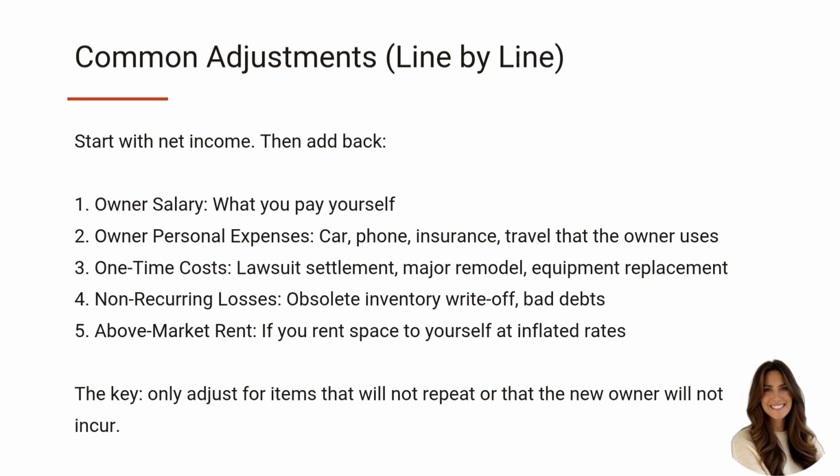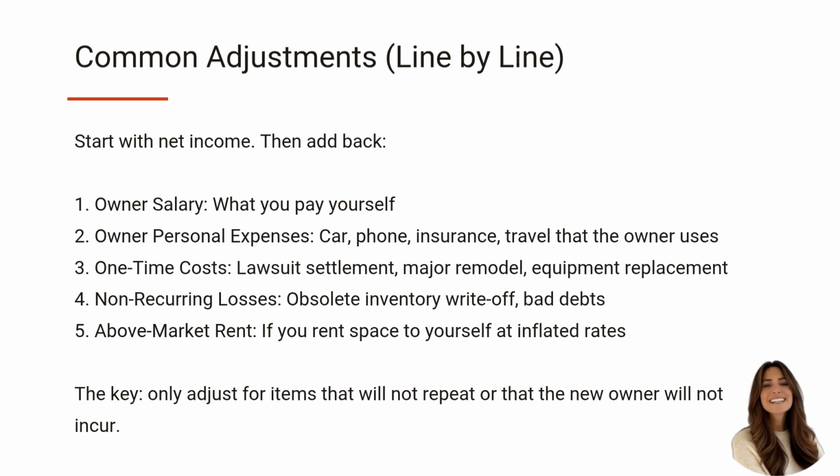Personal expenses. You drive a company car, the business pays your phone, your health insurance, maybe some travel. A new owner might do the same things differently. Add these back. One-time costs. Your roof needed replacing, you settled a lawsuit, you bought new equipment. These are not recurring expenses. Add them back. Same with non-recurring losses. If you wrote off worthless inventory or bad debts that were specific to that year, add them back.